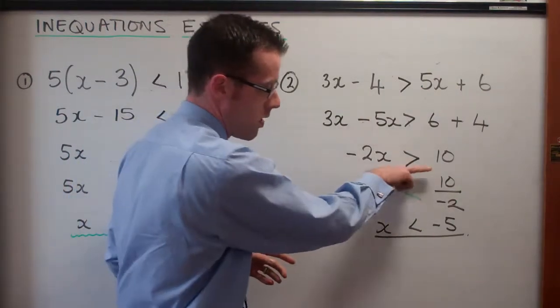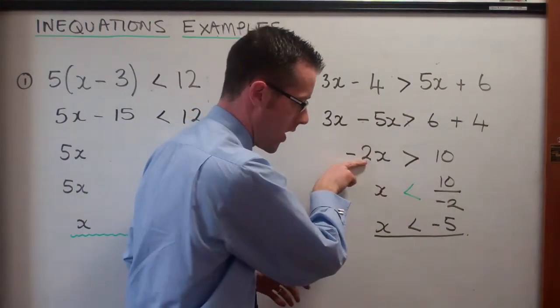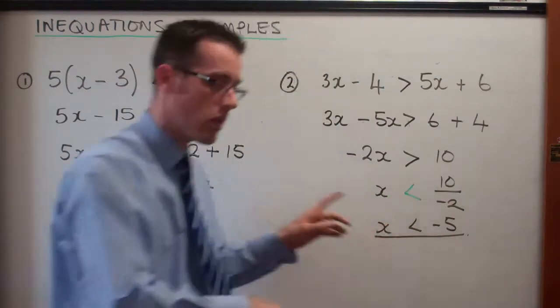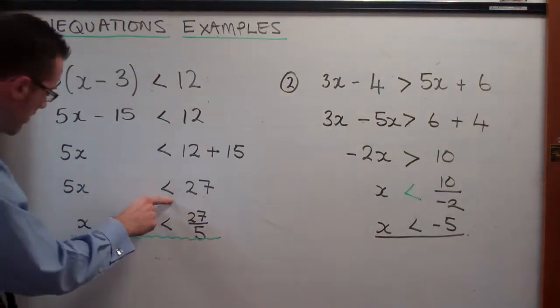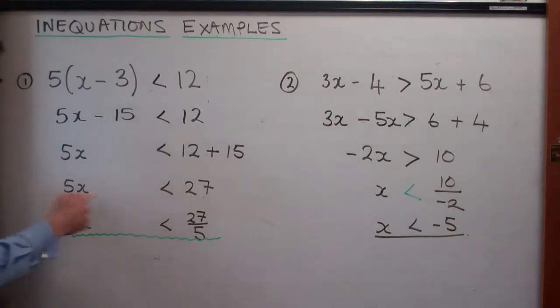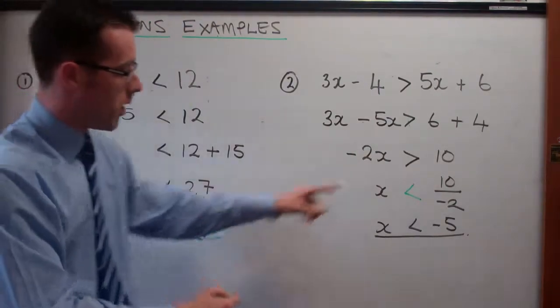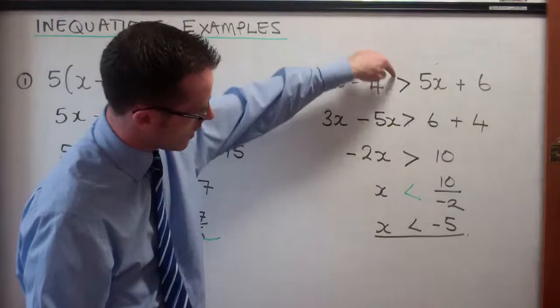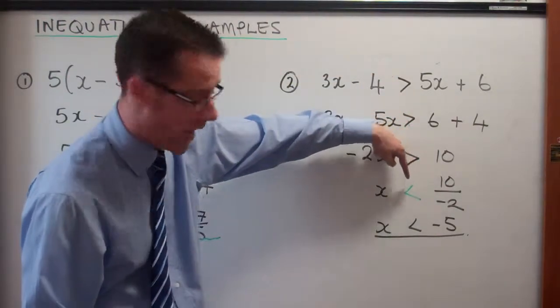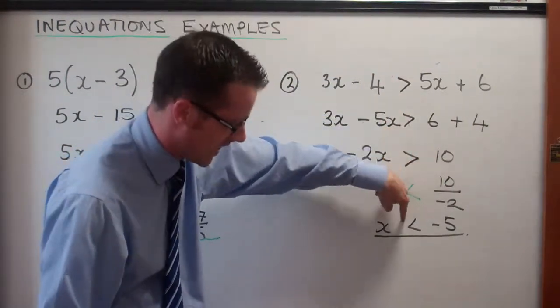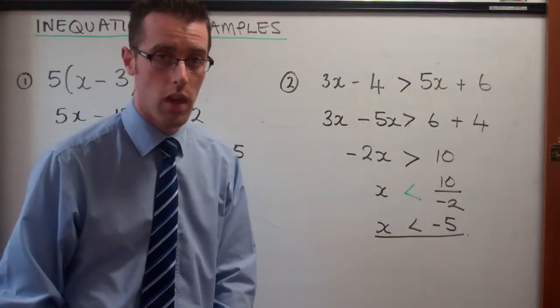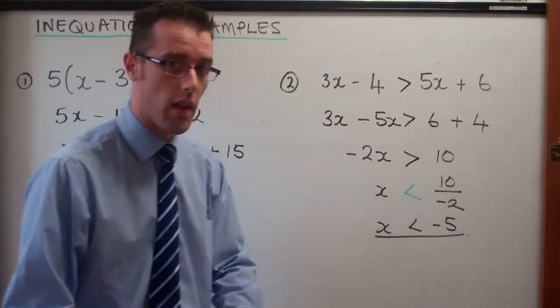So this has been a greater than, we've divided by a negative, so we've switched it round. And in this one, we've not divided by a negative, we've divided by a positive 5, so it stayed as less than. But with this example, as you can see, greater than, greater than, greater than, divided by a negative, less than, and less than for the answer as well. So that's that learning point, make sure you get that.